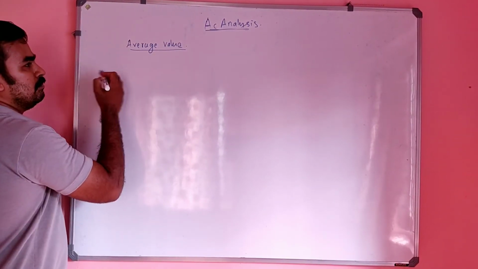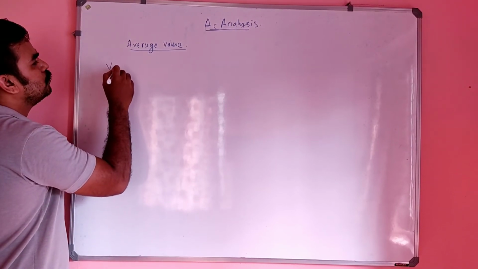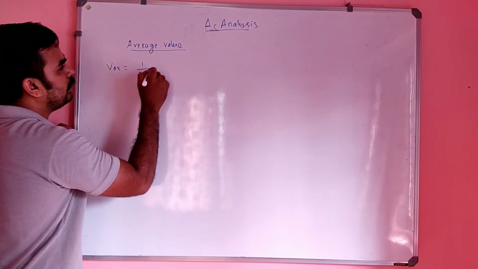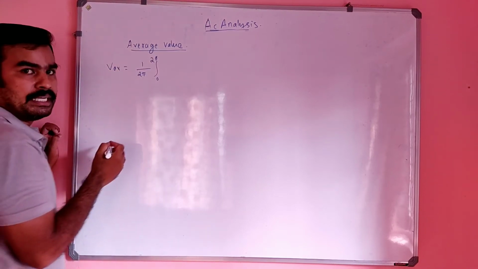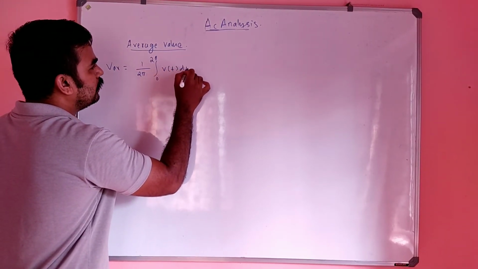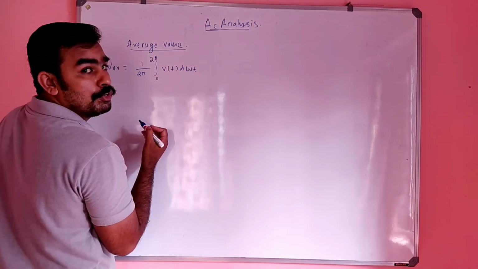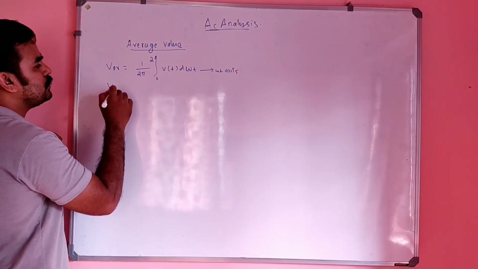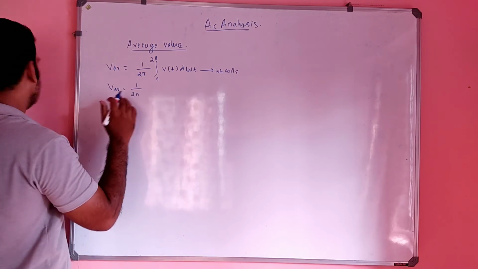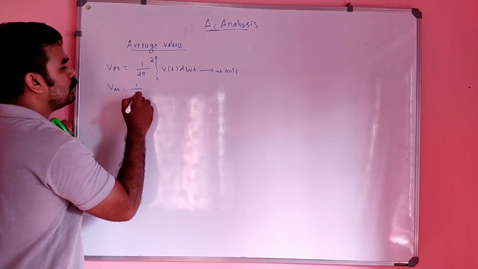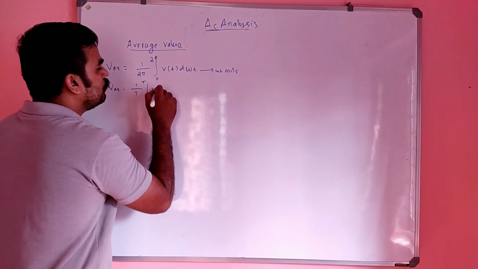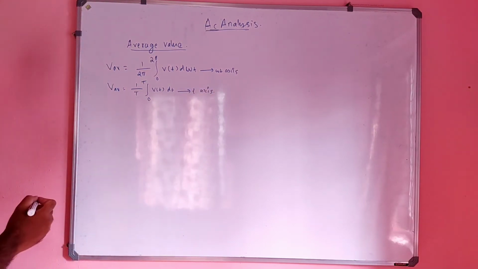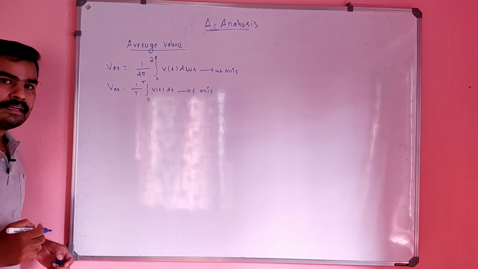See, there is an equation for the average value V average or current I average, which is nothing but 1 by 2 pi integral 0 to 2 pi of V of t d omega t for the omega t axis. And it is simply 1 by T integral 0 to T of V of t dt for the t axis. Is it clear?